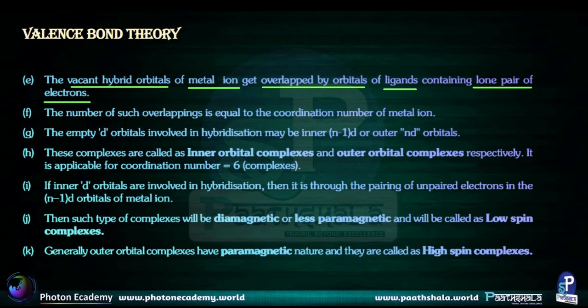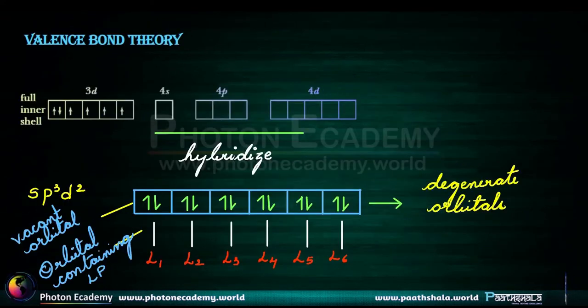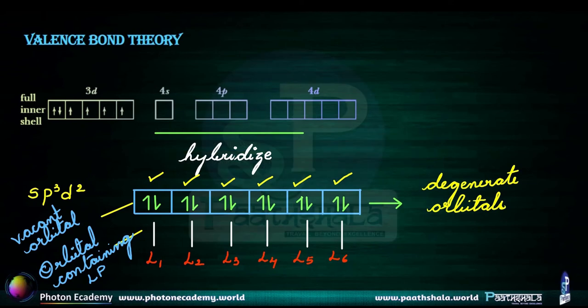The number of such overlappings is equal to the coordination number of the metal ion. In here, we have 6 such overlaps. 1, 2, 3, 4, 5, 6. So in this case, the coordination number of the metal ion is 6.